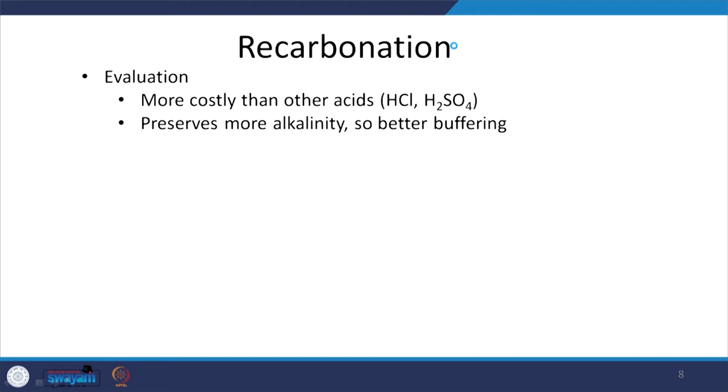Let me move on. So, recarbonation. I guess we already looked at this. Adding CO2 is relatively costly compared to adding HCl or H2SO4, but I mentioned why we won't add them, right? Why?